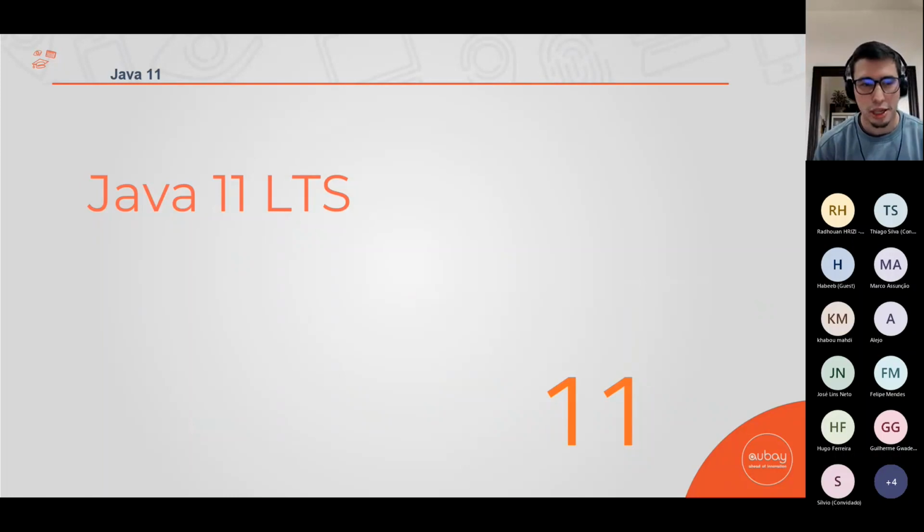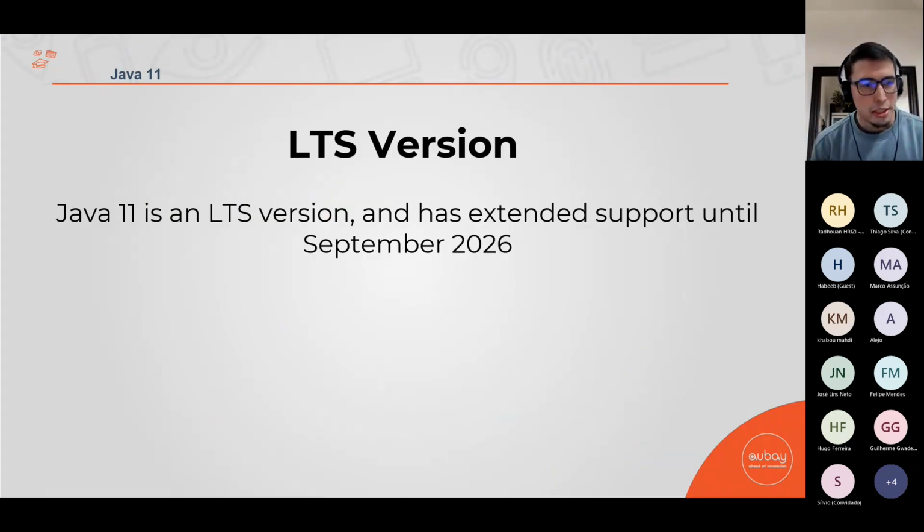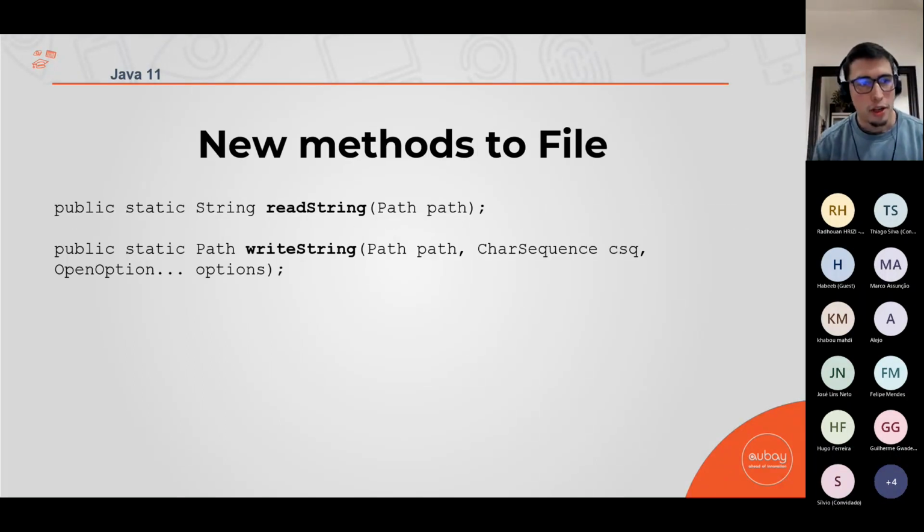Now we'll talk about Java 11, our second LTS version. As I said, Java 11 is an LTS version and has extended support until September 2026. Also, Java 11 has new methods for files. So you have readString and writeString. Probably you have already created the input stream and things like that to read a string from a file or write a string. So now with these methods, it will probably be much easier to do the same thing.